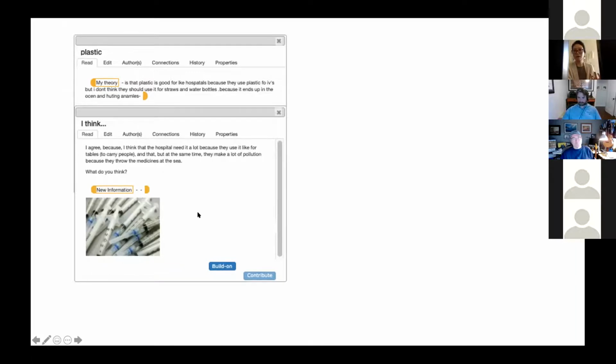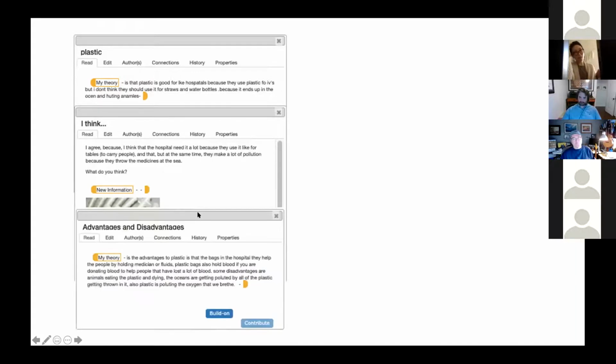the oceans. So this was discussed last year in the fall of 2019, and it's really interesting because now we're seeing similar issues happen in 2020. Another student was saying that plastic can hold bags if you're doing blood transfusions or donating blood. But again, plastic pollution is an issue.